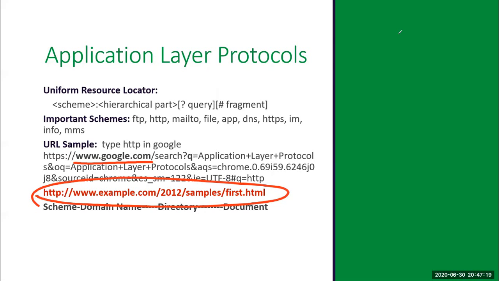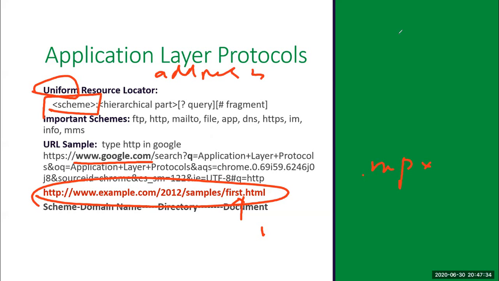So URL, what is a resource? A web page is a resource. An MP4 file is a resource. So resource locator means the address of that resource. Is that okay? And you may use a scheme.